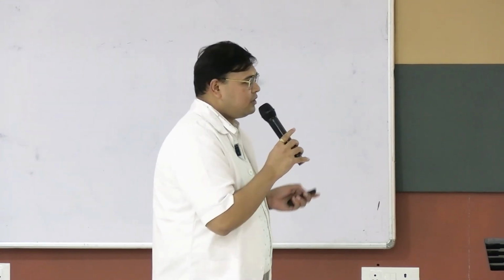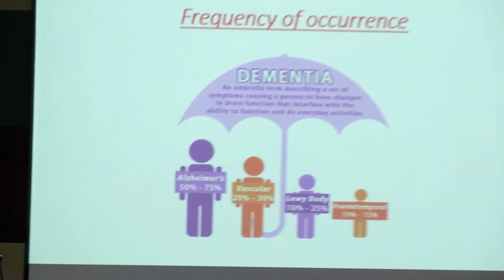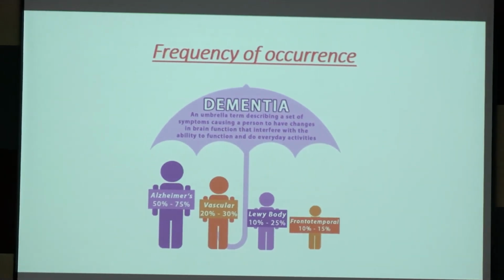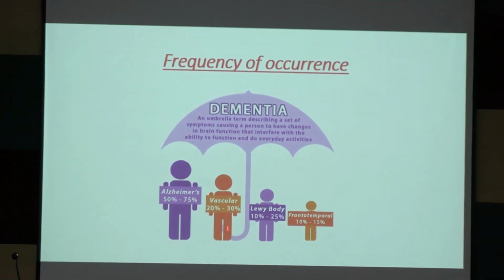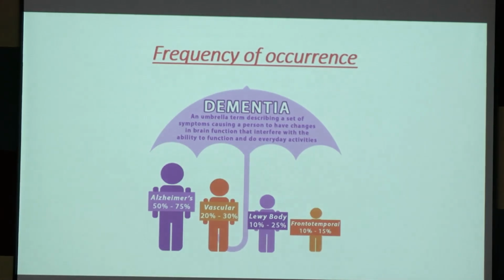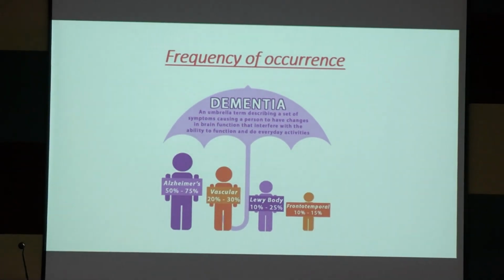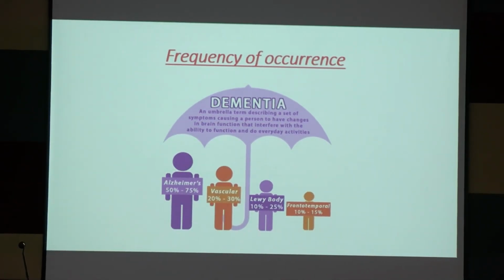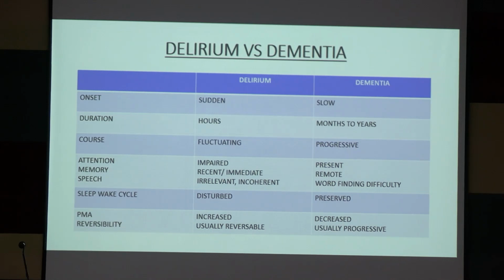ঠিক আছে? Next, frequency commonly হচ্ছে Alzheimer's followed by vascular, then Lewy body, lastly is the frontotemporal. Okay, so this is the frequency. Most commonly Alzheimer's, but in certain books it says vascular. In India, this vascular dementia is common, and overweight Alzheimer's dementia is common. Okay, so there is controversy.